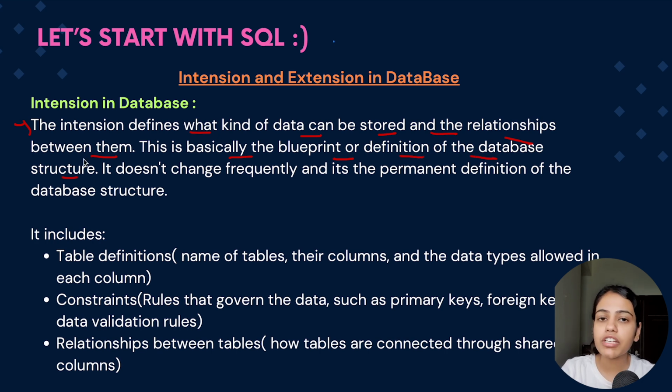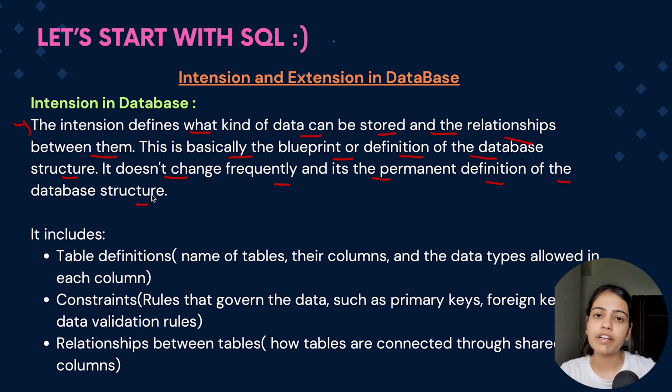So basically in the definition of a database, we mostly tell what kind of tables there would be, what the data present in the tables would be, basically the data types, and the constraints the tables would have. So it basically tells us about the database structure. Now it doesn't change frequently and it's a permanent definition of the database structure.